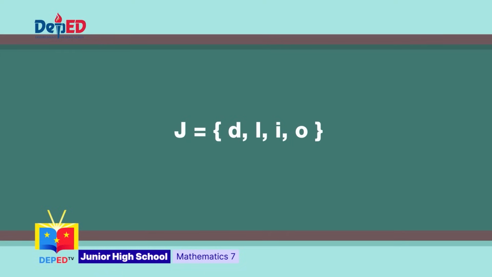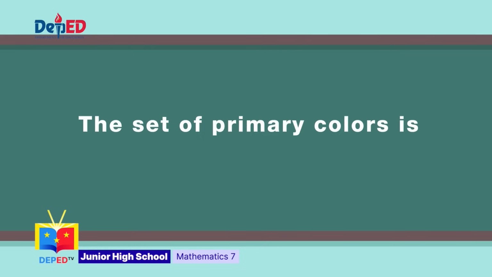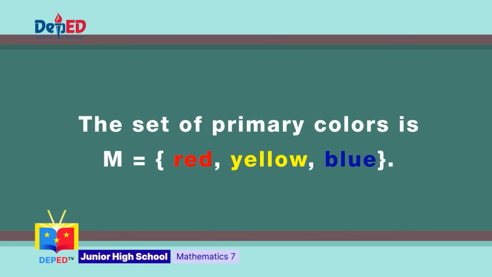To understand what makes sets well-defined, let me give you some examples. First, set M is the set containing primary colors, and we read this as set M contains the elements red, yellow, and blue.